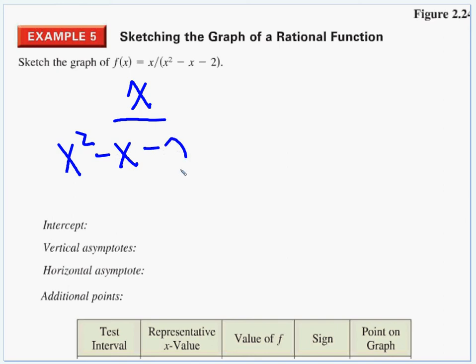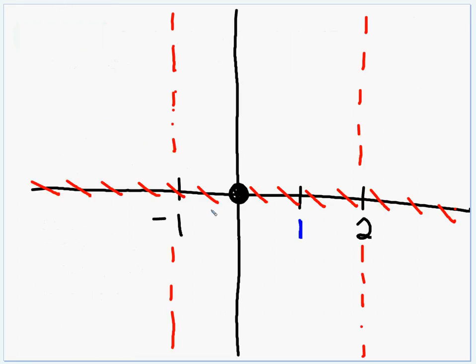So if we put a 1 in here, we're going to get 1 in the numerator. 1 squared minus 1 is 0, minus 2 is negative 2. So when we put in x is 1, out comes a negative 1/2. The point is (1, negative 1/2). So if we go over to 1, we're down here at negative 1/2. Okay, now we've got an idea. At least this part of the graph is going to go like this.